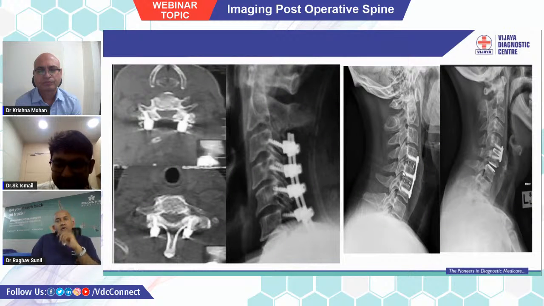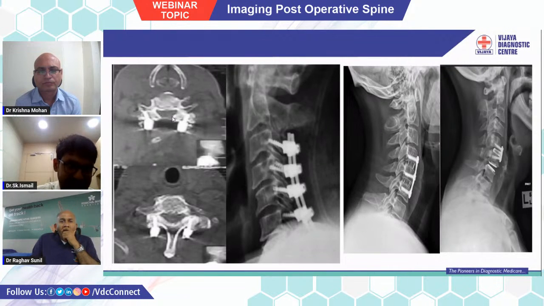These are the radiological findings which we should keep in mind while looking at a post-operative X-ray or CT. These two X-rays show ACDF with a disc prosthesis, and a disc cage and interbody disc spacer with fusion.